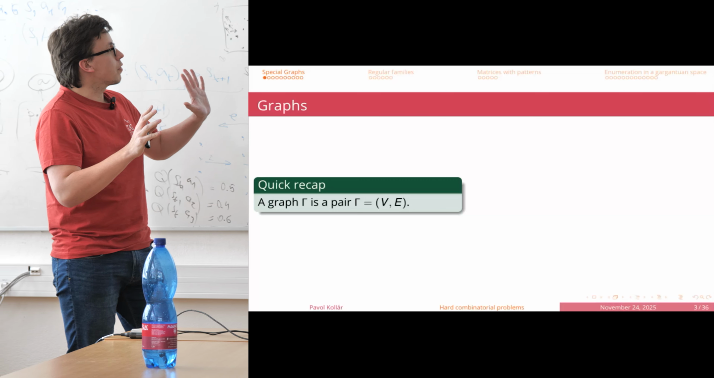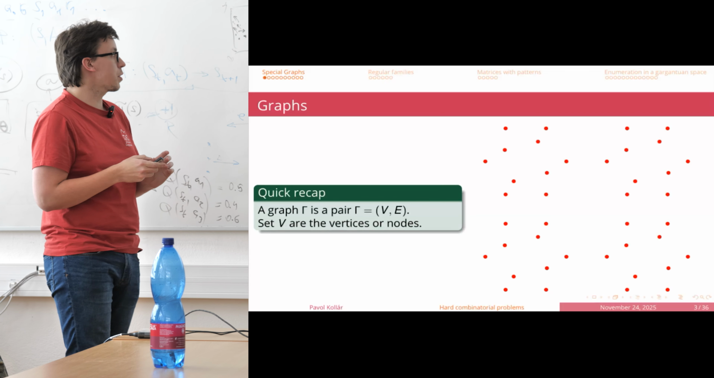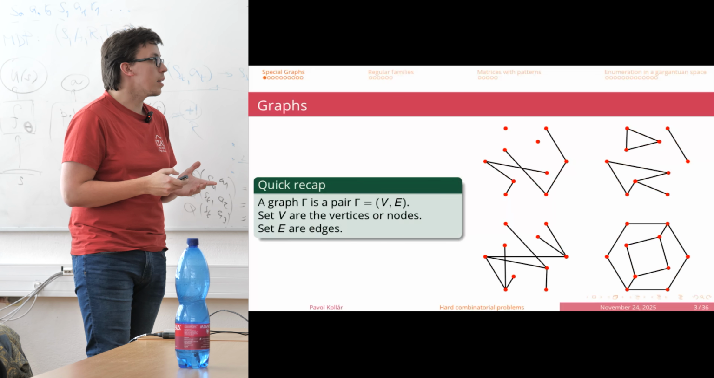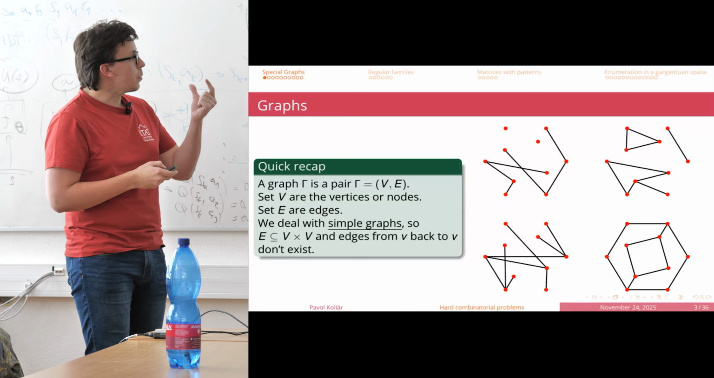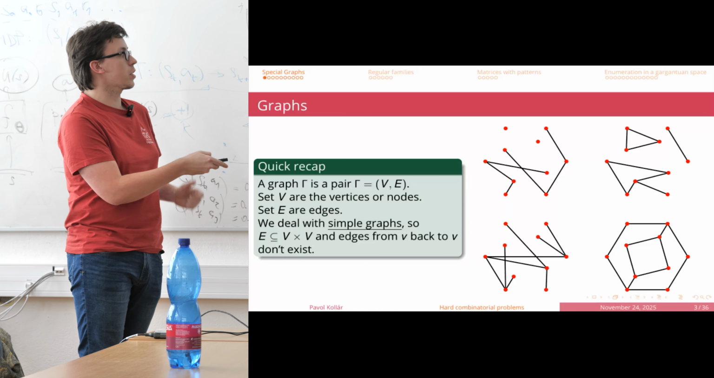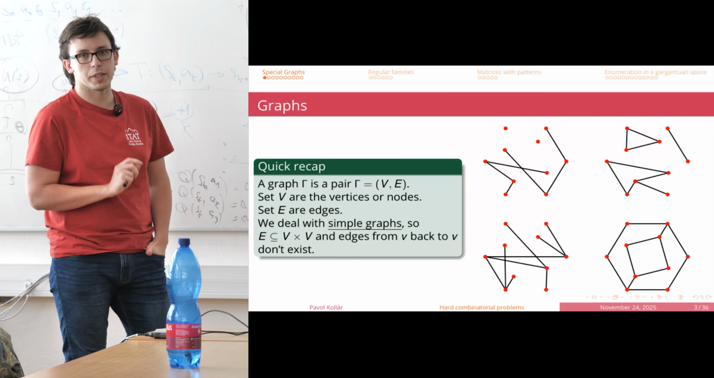The main character of the first problem is a graph, which is a pair of two sets. The first set is the vertices or nodes, and the second set is the edges between them. And we insist that the edges are between pairs of vertices and specifically pairs of distinct vertices. There is no edge that goes from one vertex back to itself. We don't allow that.